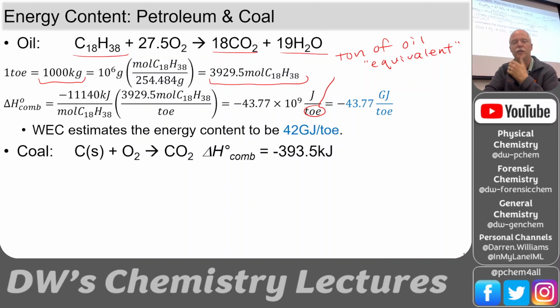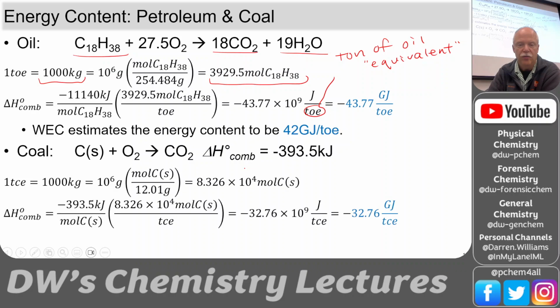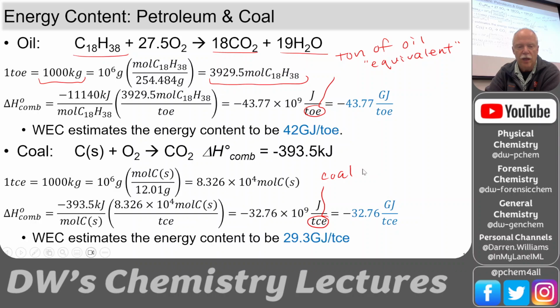So if we just assume it's all carbon, delta H of combustion is negative 393.5. And if we're dealing with a ton of that, then we have that many moles of carbon. And so this would give us a ton of coal equivalent. So that's 32.7 gigajoules per ton of coal equivalent. TCE is coal. And the World Energy Council estimates it to be 29.